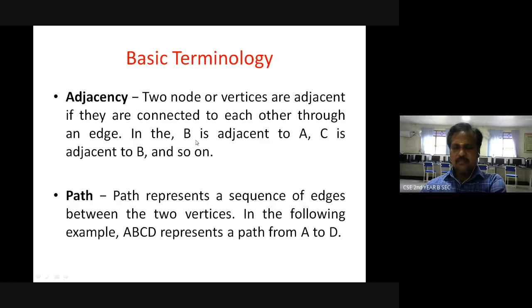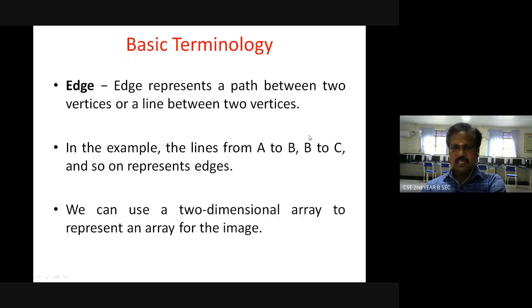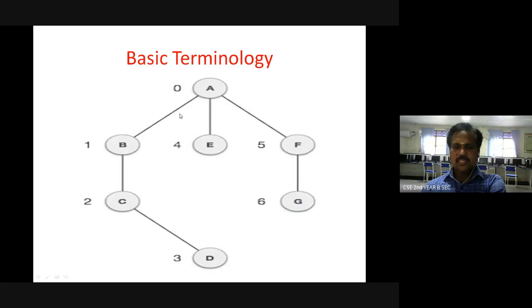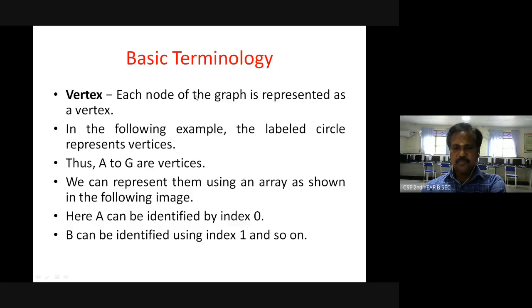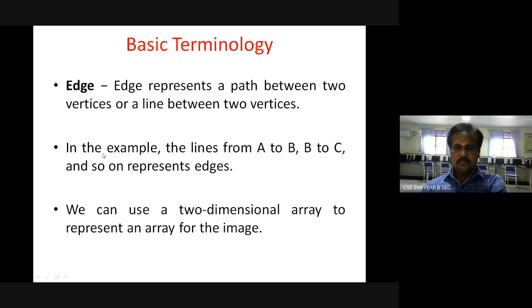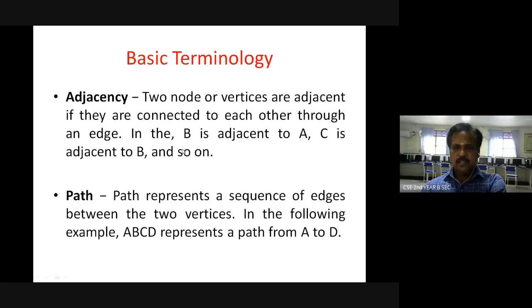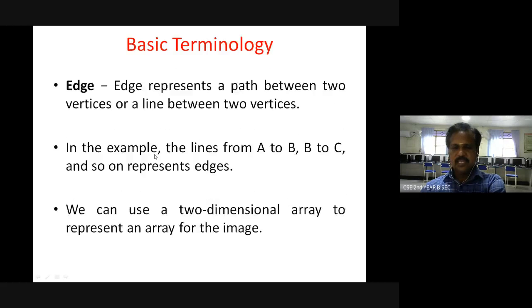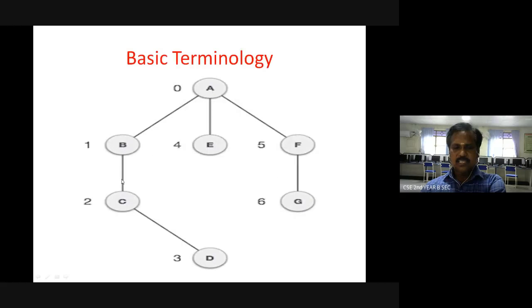In the graph, B is adjacent to A. There is a path between A and B. Likewise, C is adjacent to B. There is a path between B and C. So C is adjacent to B.